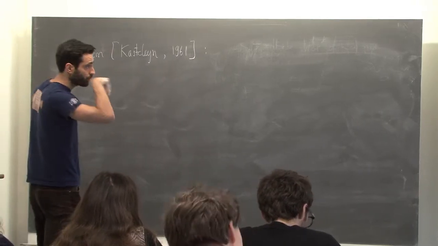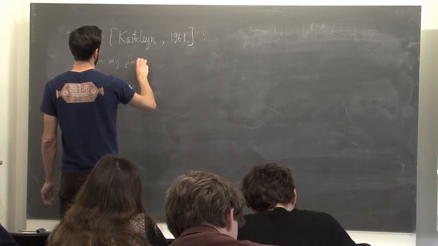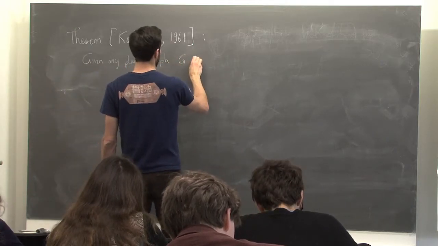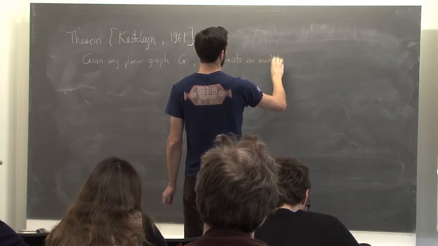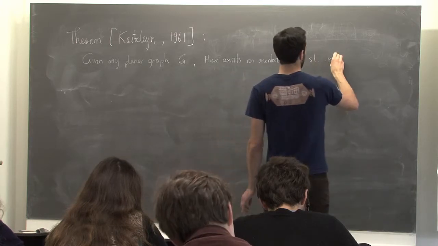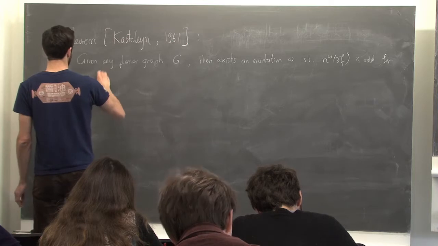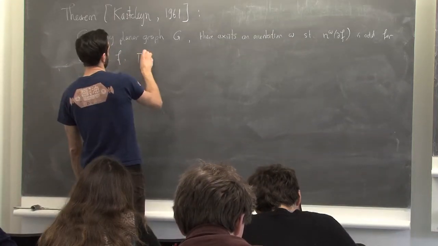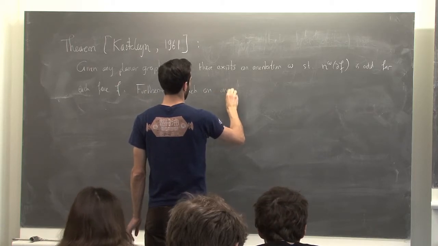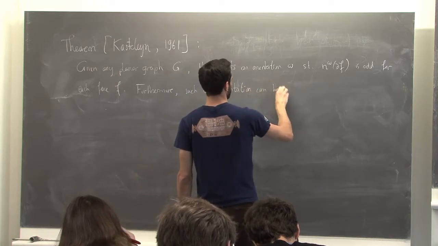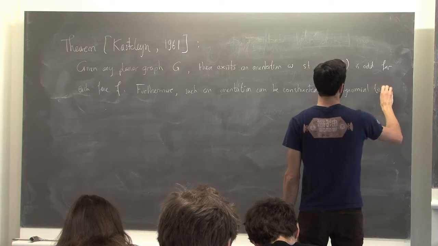So, given any planar graph G, there exists an orientation omega such that n omega of the boundary of each face F is odd for each face F. Furthermore, such an orientation can be constructed in polynomial time and is Pfaffian.